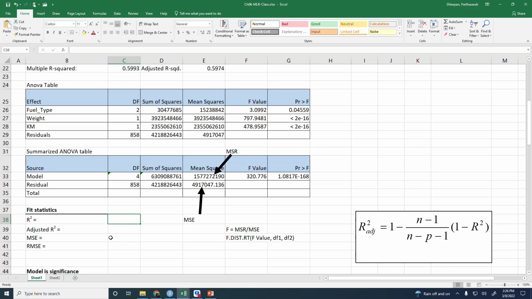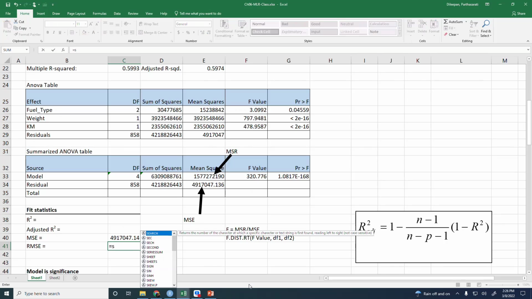So here we have MSE. MSE is that, right? Now, RMSE, that is root mean square error. Root mean square error is the square root of MSE.